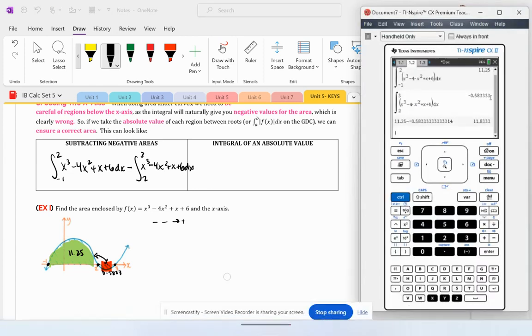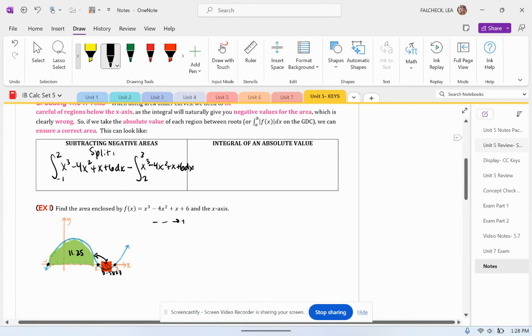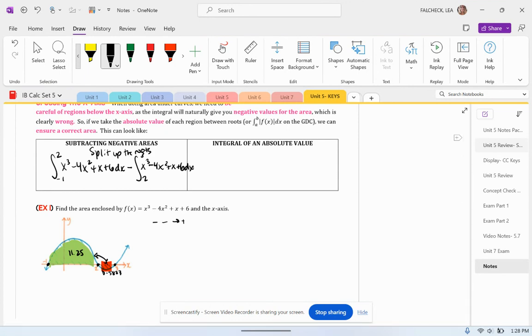So this is why subtracting negative area works. Look, when I have 11.25 minus that minus area, right, that -0.58, it ends up being a positive 11.833. So that's one way that you could do it. Split up the roots and subtract negative areas.